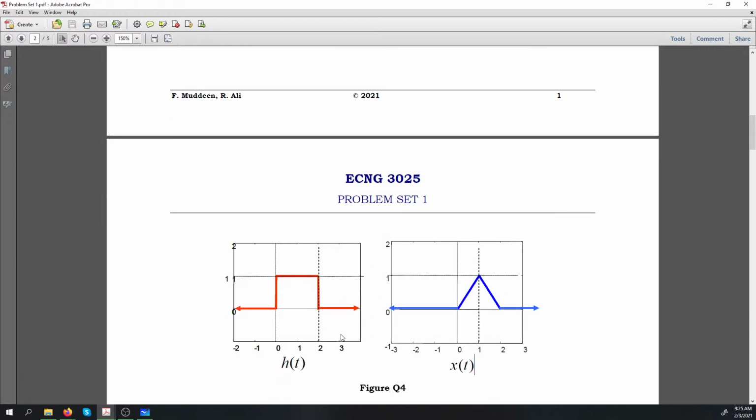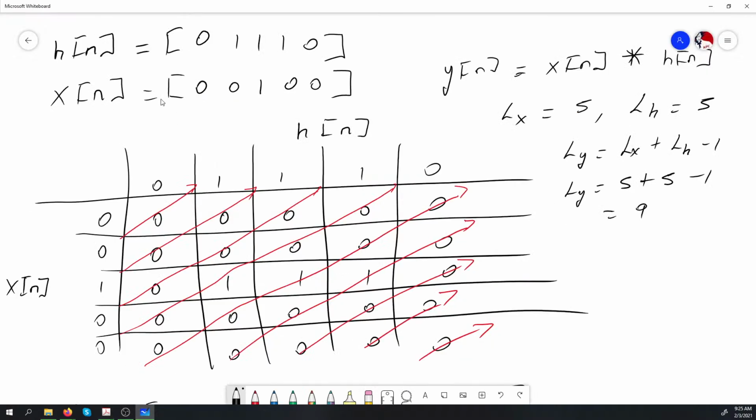So we take 5 samples here from -1 to +3. So -1, 0, 1, 2, 3. That's how we formulate those for h of n and x of n. Then we put the h of n on top and x of n on the left. It doesn't matter if we put h of n on the left and x of n on top, because the convolution can be performed in any order. You'll get the same output.